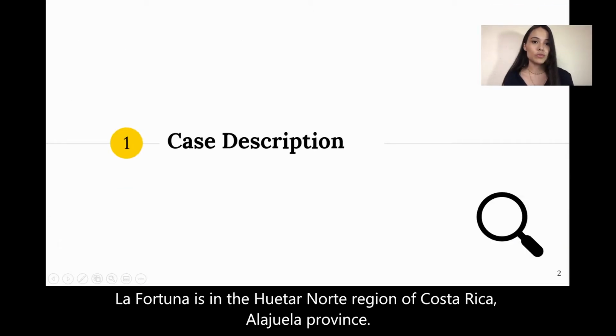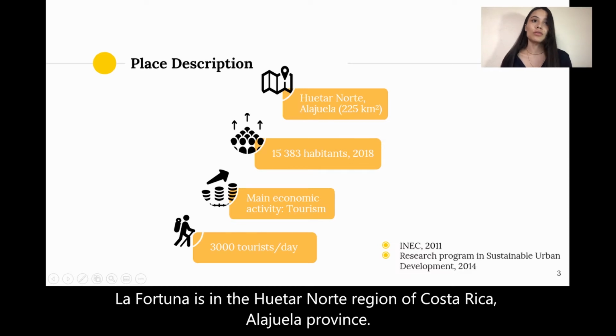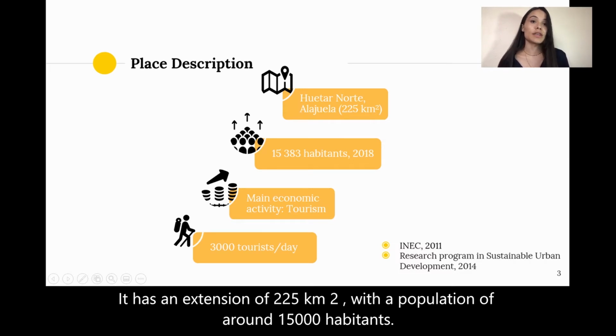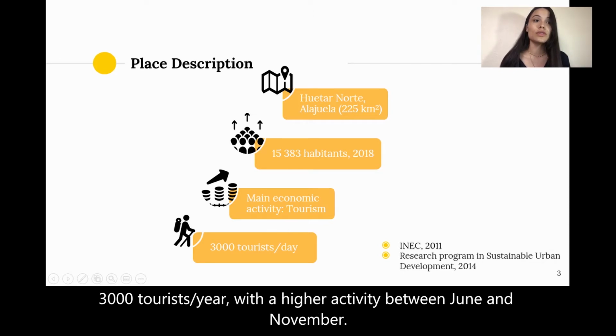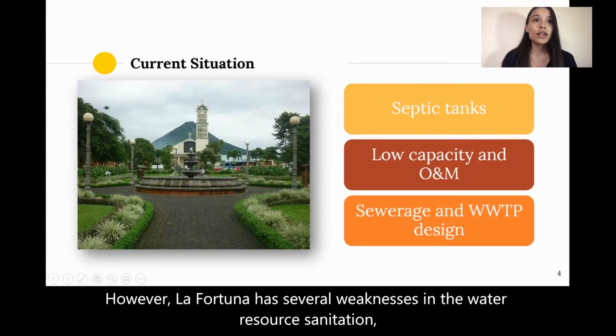Starting off with the case description, La Fortuna is in the Huetar Norte region of Costa Rica, Alajuela province. It has an extension of 225 square kilometers with a population of around 15,000 inhabitants. Tourism is the most important economic activity, as it receives around 3,000 tourists per year, with higher activity between June and November. However, La Fortuna has several weaknesses in the water resource sanitation.